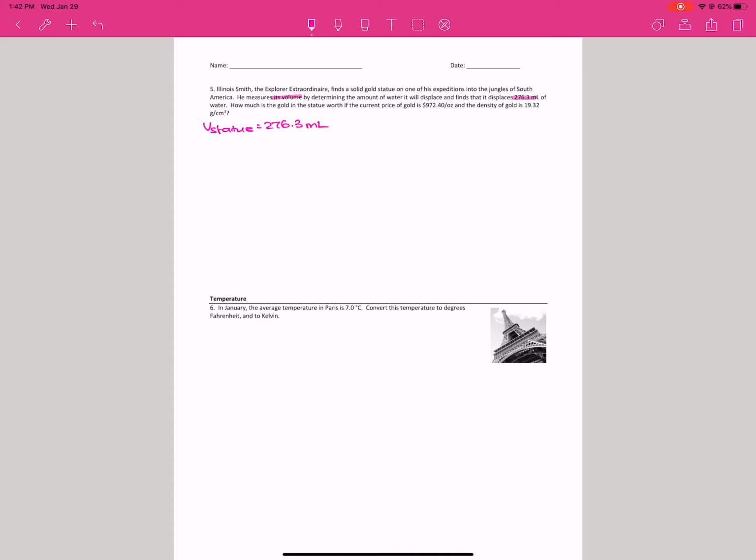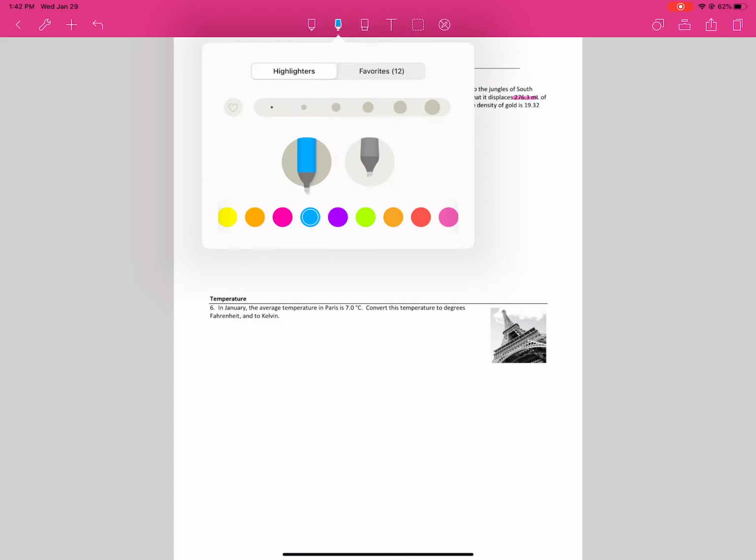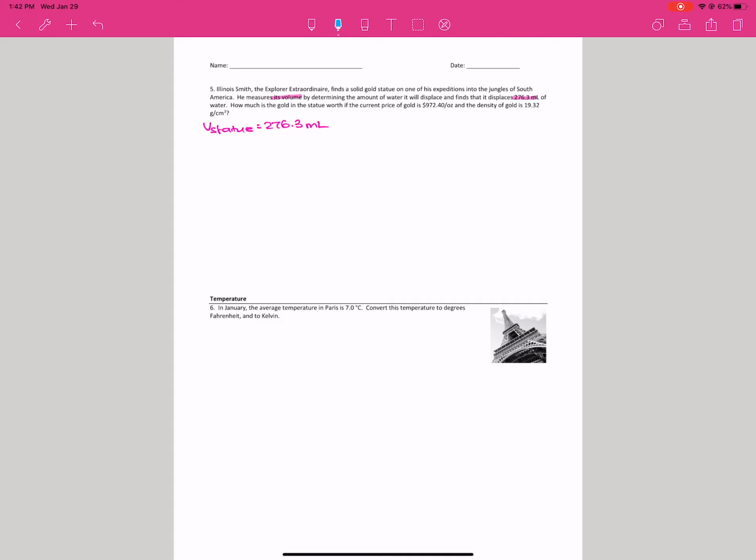Then what do we have? So we're looking for how much. So that's the question. So we already know what's desired. We might not know where to start, but we're looking for money. Okay, so we want to know how much the gold in the statue is worth, if the current price of gold is $972.40 per ounce. Okay, so you see we have the per again, very similar to what we did with the density.